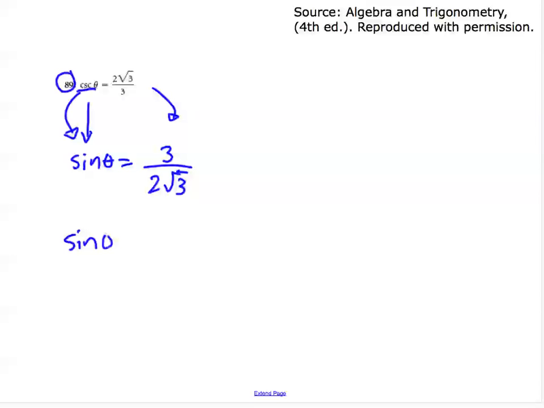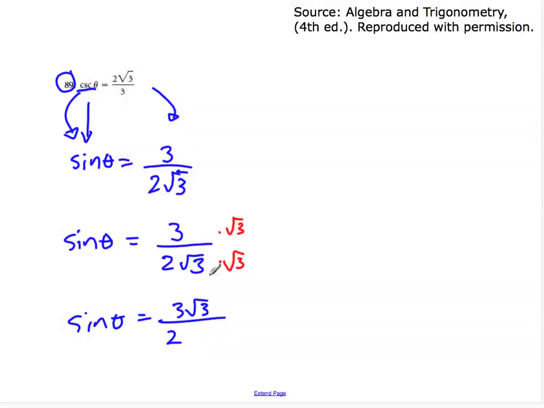In order to simplify this, the root 3 on the bottom is not allowed. You're not supposed to have radicals on the bottom, so I'm going to rationalize that. I'll take both top and bottom and multiply by root 3. On the top I'll get 3 root 3, and on the bottom I'm going to get 2 times root 3 times root 3, which is the square root of 9, just 3, so I'll have 2 times 3 on the bottom. Oh, and I can see that those 3's cancel out. So really I have sine theta is equal to root 3 over 2.